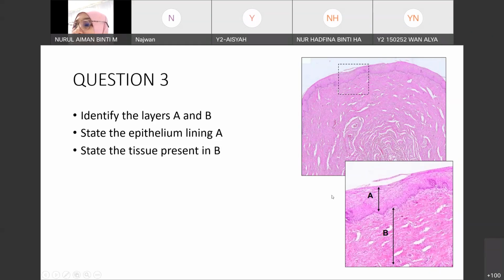Okay. State the tissue present in B. The main tissue present in B, if this is vagina, I want a very good answer. You don't simply answer connective tissue. What is a very good answer to state the tissue present in B? Smooth muscle tissue. Yes, she can. Elastic fibers. Okay, smooth muscle also can. But the very good answer is elastic fibers, because I have mentioned that again and again. Very important to maintain the vaginal wall shape. Okay, the elastic fibers.